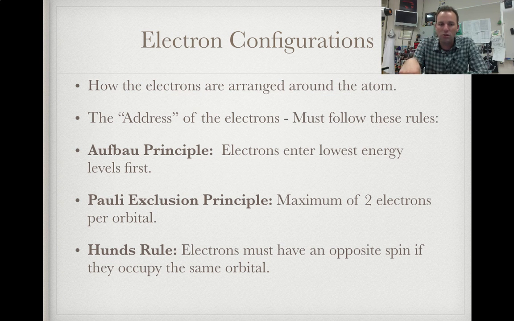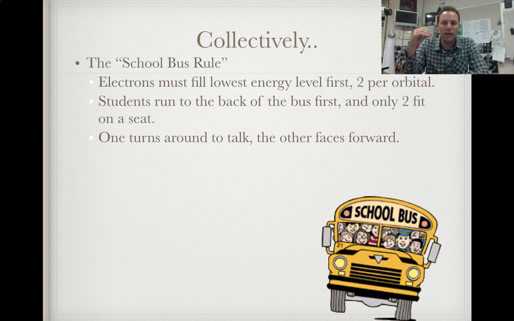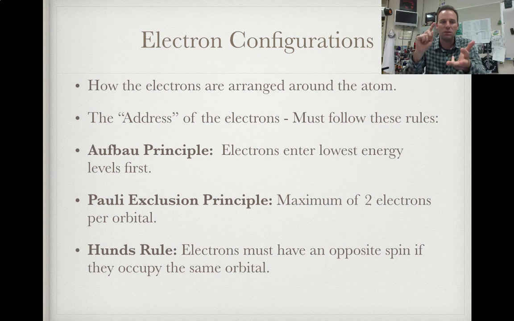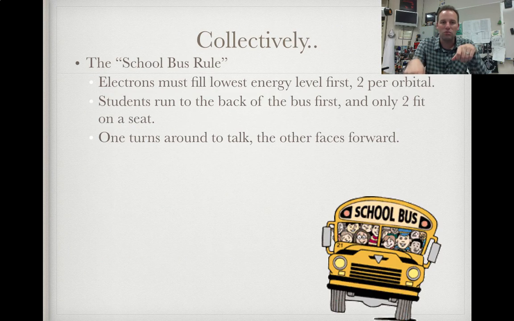How are you going to remember these 3 rules? Well, the school bus rule is a good way. Electrons fill the lowest energy level first, so where do all the kids run? To the back of the bus, and then they fill up towards the front. How many kids technically fit in a seat? It's 2. Yes, in Valley Center we cram 3 to a seat sometimes, but really it's supposed to be 2. So that's 2 electrons per orbital. A seat is like an orbital. And finally, they have opposite spin. One's really social, turns around to talk to their friends. The other just sits and faces forward. So that's the school bus rule. That covers the Aufbau principle, the Pauli exclusion principle, and Hund's rule.